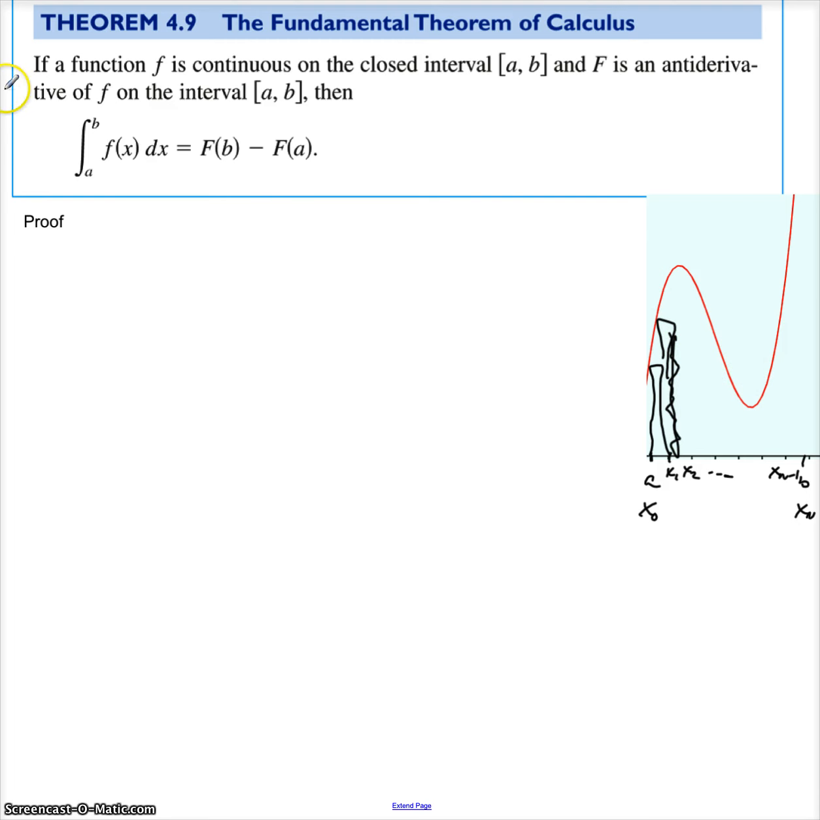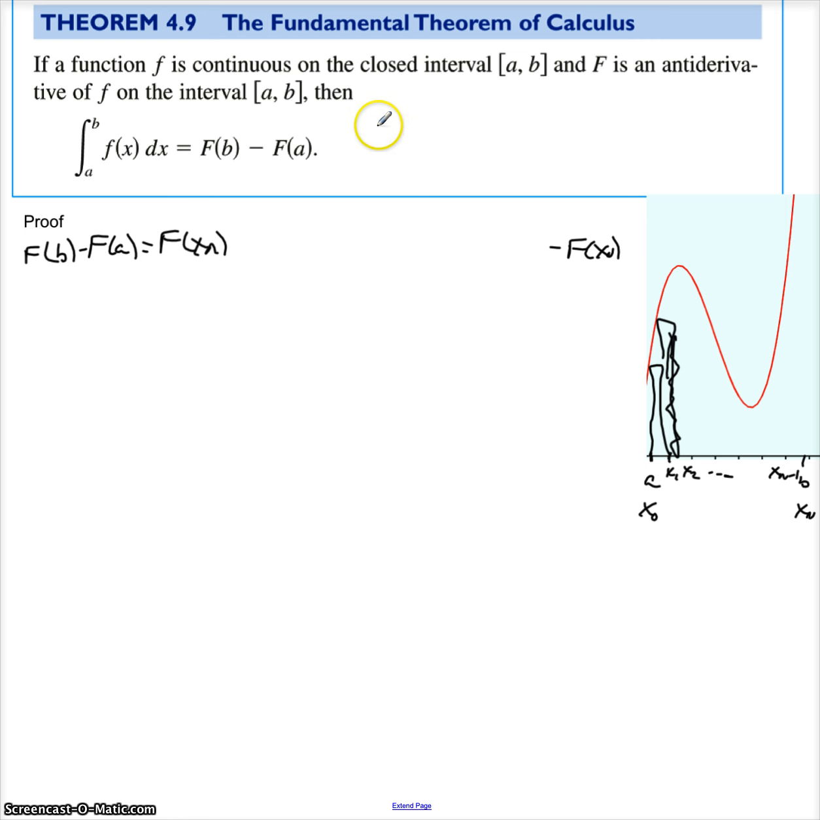Now, let me write f of b minus f of a in the following ways. f of b is really f evaluated at x n. So that's f evaluated at x n. And over here I'm going to put minus f evaluated at a. And f evaluated at a is really f of x naught. All right? Now, you don't have any problem with my doing that. It's just a little space in the equation.